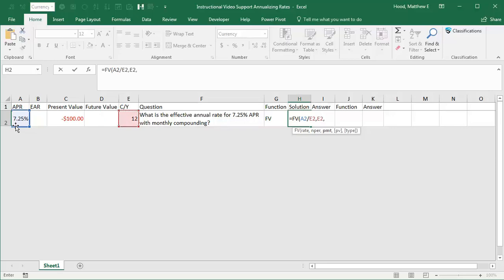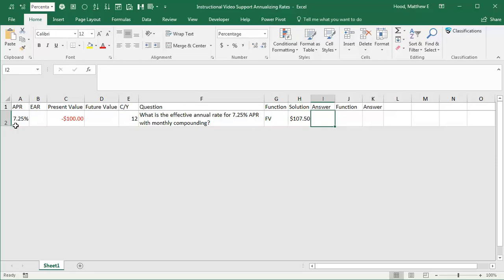I'm going to skip the payment part by leaving this empty, which is the same as putting 0. Then I'm going to put the present value in. Close the parentheses. So $100 grows to $107.50 over the course of a year. So I know that it grows at 7.5%. But to get Excel to say 7.5%, I take this future value divided by the negative of this present value and then subtract 1. So it's 107.50 divided by 100 minus 1, 7.5%.